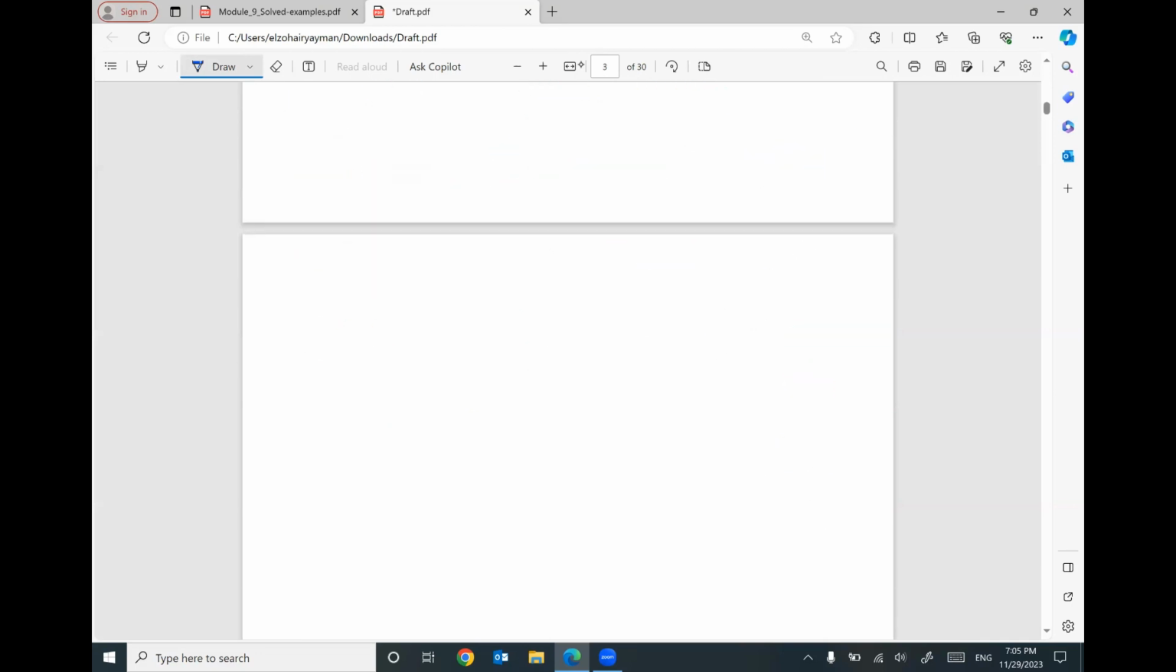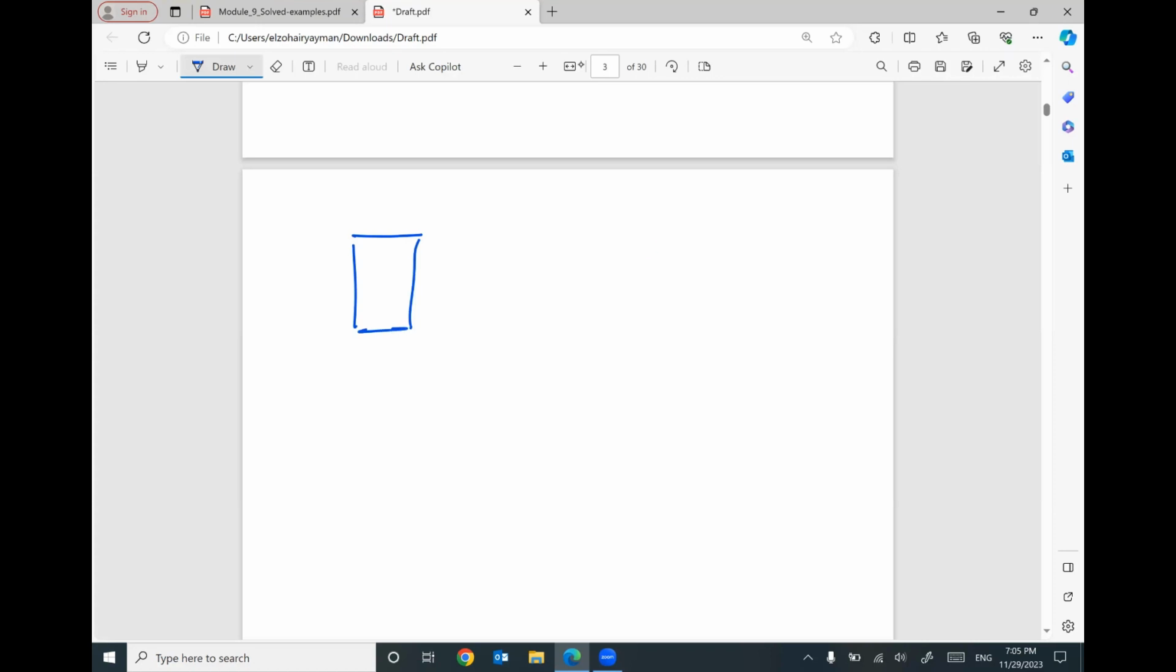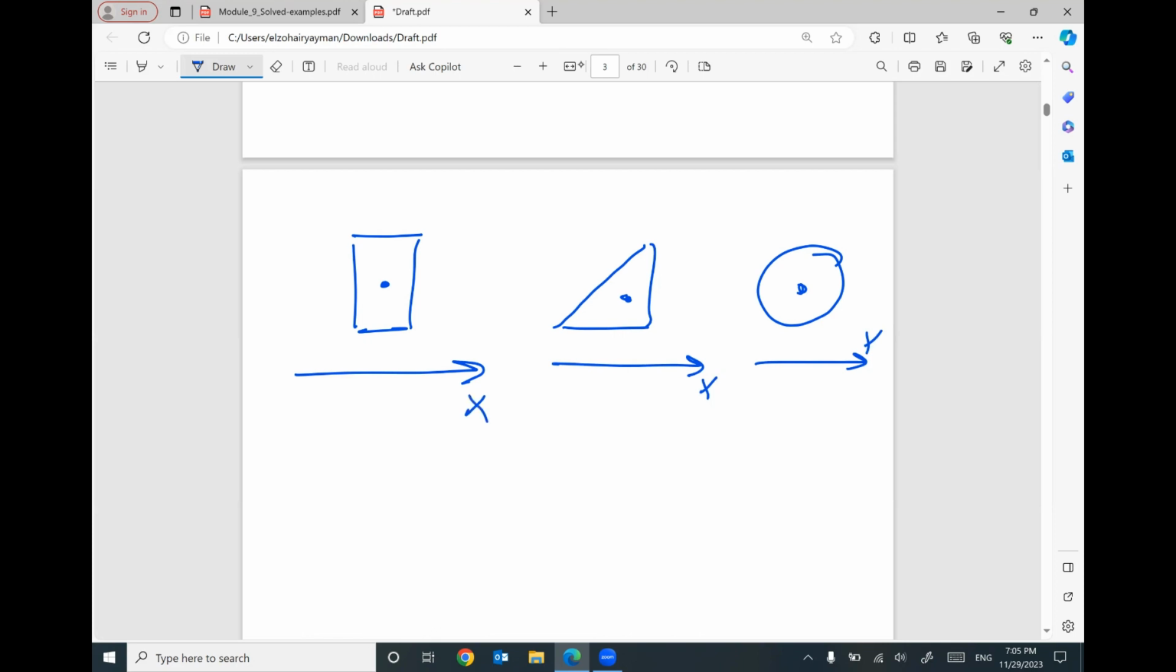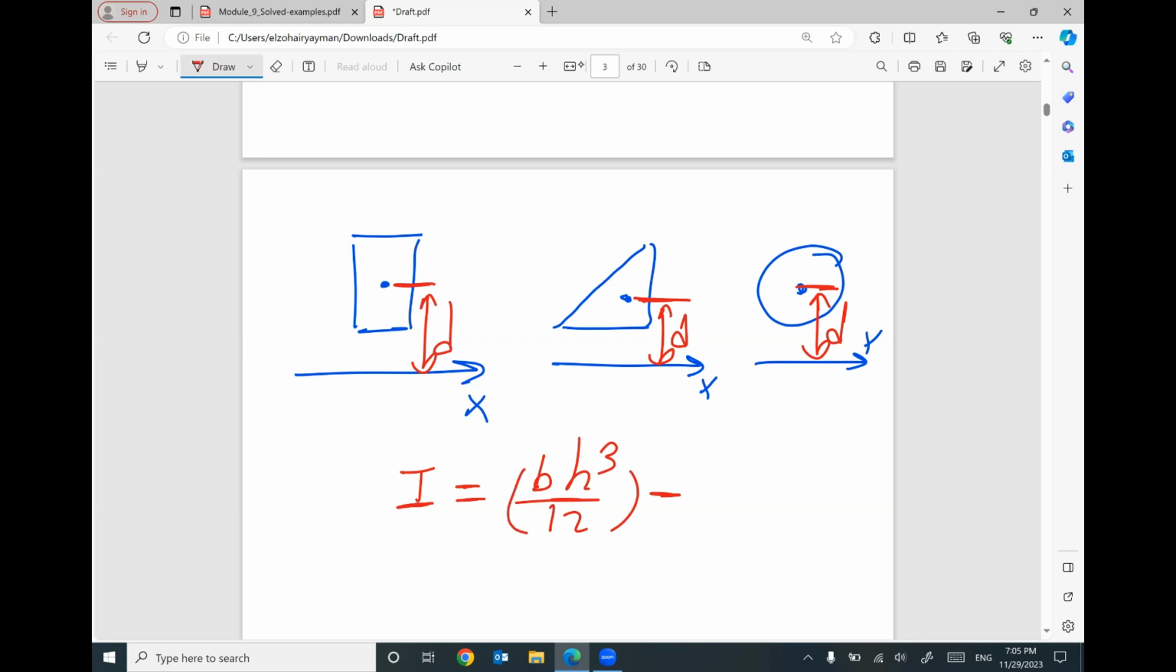What will happen if you have a rectangle or right angle triangle or a circle and here is the centroid? However, your x-axis is here. Your x-axis is far away from the centroid with a distance d. In this case, your moment of inertia will equal parallel times perpendicular cubed divided by 12. This is the first term plus area times distance squared.